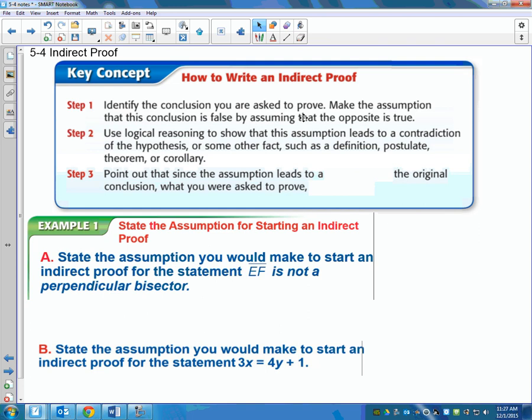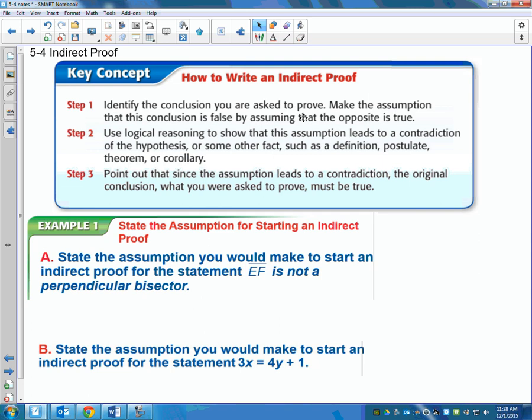And then step 3 is you wrap it all up, and you point out that since the assumption leads to a contradiction, then the original conclusion, what you were trying to prove, has to be true. Hence it's called proof by contradiction. You prove the contradiction is false, therefore the original thing had to be true.